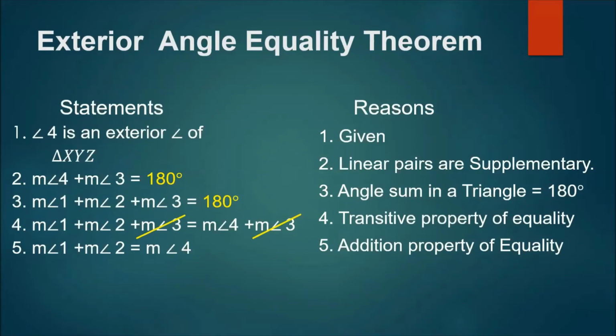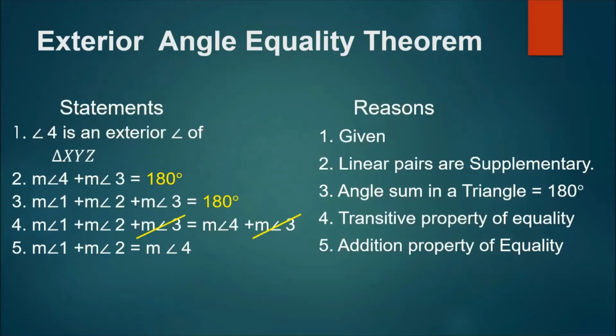And then the measure of angle 4 plus the measure of angle 3 is equal to 180 degrees because they are linear pairs, and linear pairs are supplementary. Then, number 3, the measure of angle 1 plus the measure of angle 2 plus the measure of angle 3 is equal to 180 degrees because that is the angle sum of a triangle, which is equal to 180 degrees.